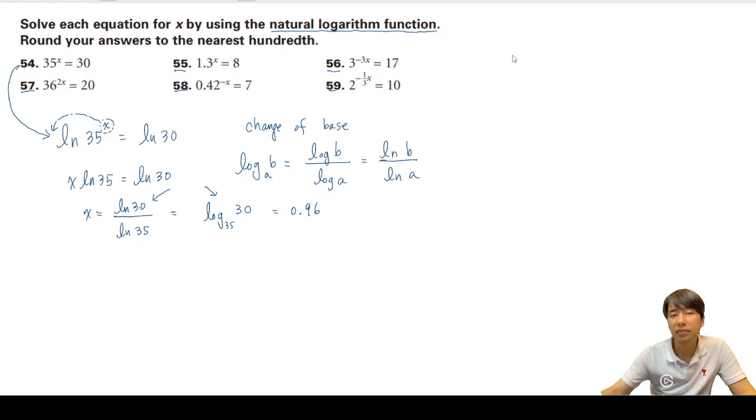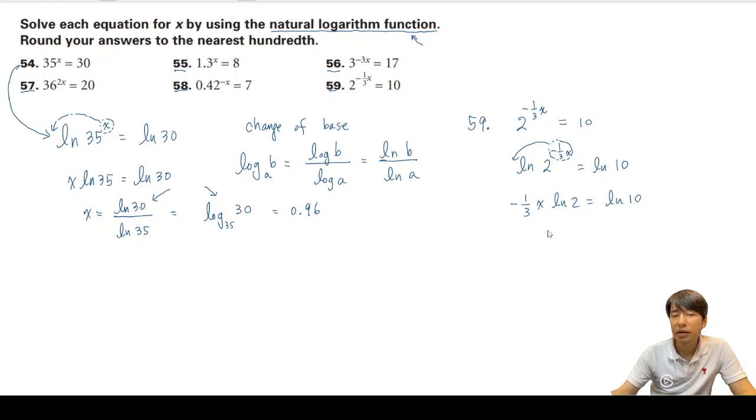Let me do 59. Okay, 59. 2 to the power of negative 1 over 3 times x is equal to 10. So what am I gonna do? There's no option. It says use natural log. So I'll do ln on both sides. Okay, so I do this. Then this power should be brought in front of the log. So that's negative 1 over 3x ln 2 is equal to ln 10.